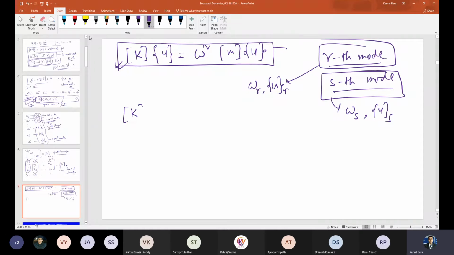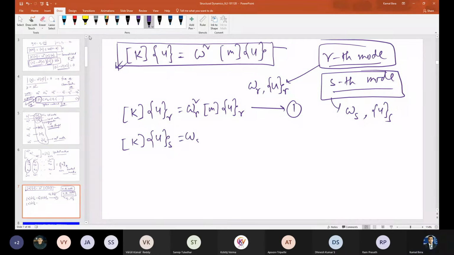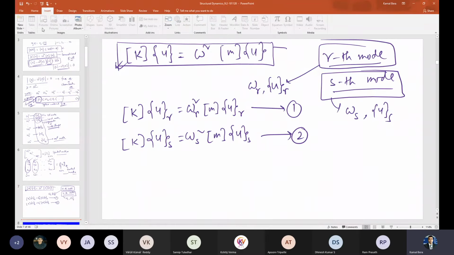So I can easily write k ur equals omega r square m ur, correct? And k us equals omega s square m us. Sure? Any doubt here? Any issue here? Let me introduce some pages.